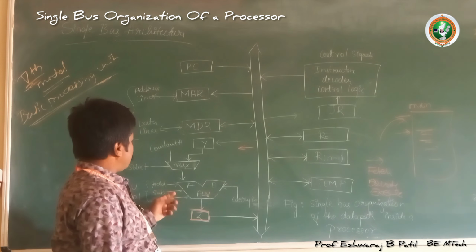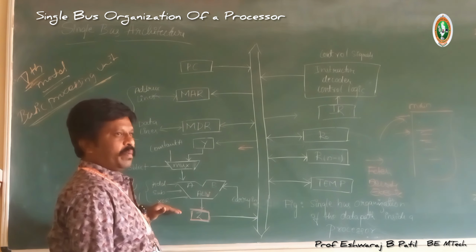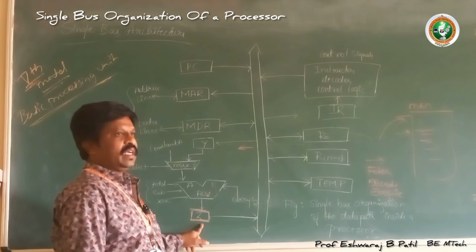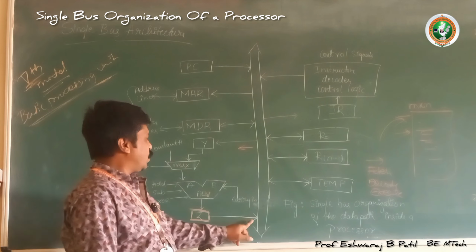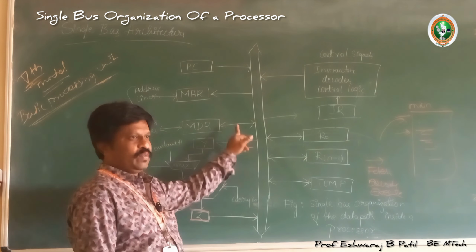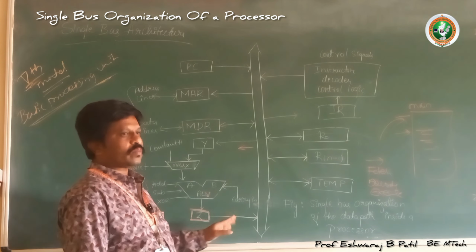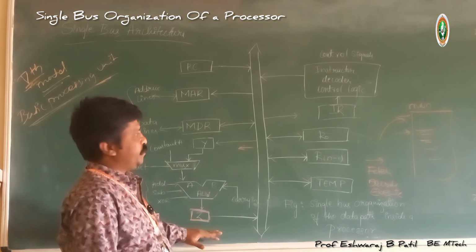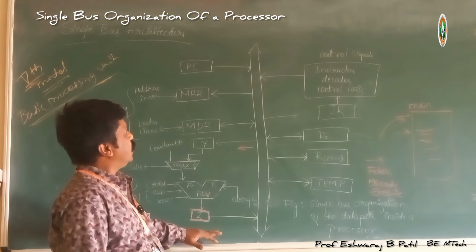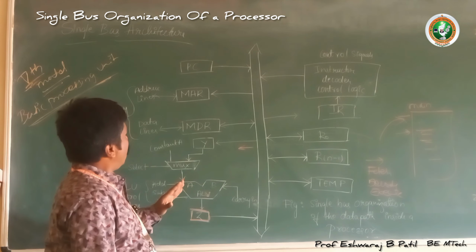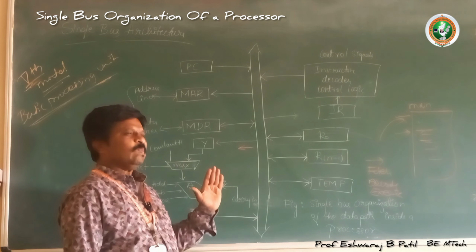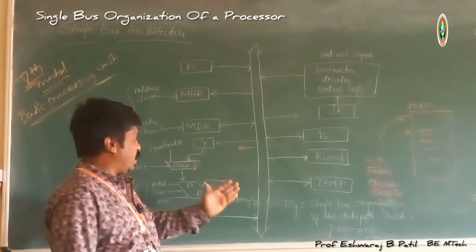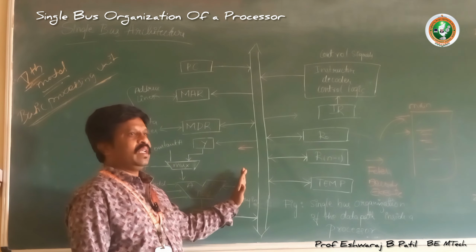Whether you do addition, subtraction, arithmetic or logical operations, whichever you do, the output result is stored in the Z register. This is also a temporary register, and it is then given to the processor itself. We call this the processor system bus. This is all about how the functional units of the processor are connected together through a single bus. This is what we call the single bus structure.